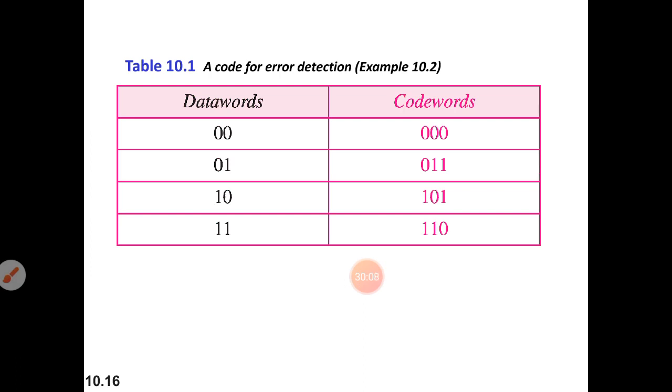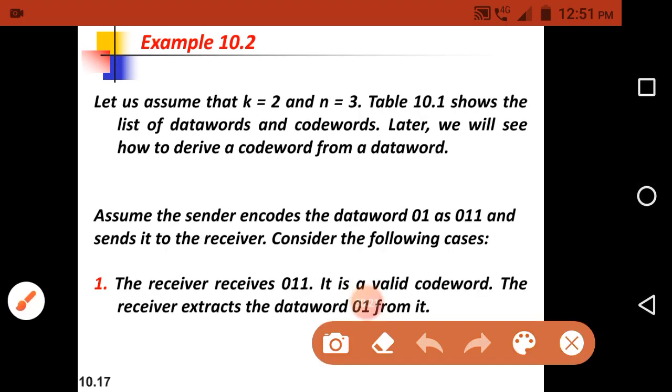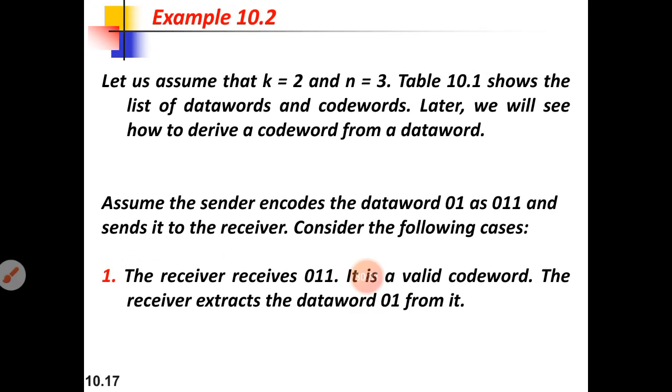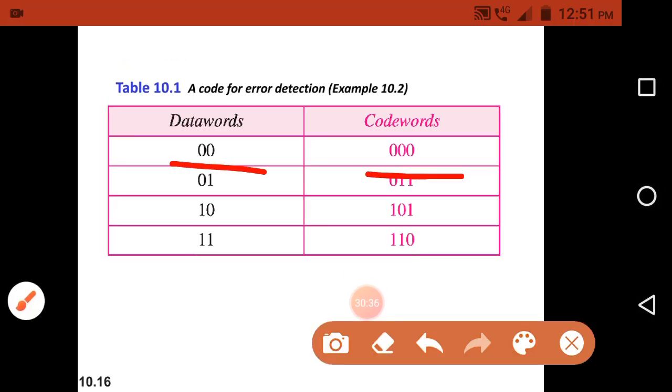So here these are the data words I already told. There is one simple example they have given here. So what is the example? Let us assume k equal to 2 and n equal to 3. K equal to 2 and n equal to 3 is similar to this table only. Here k is also 2 and n is equal to 3.